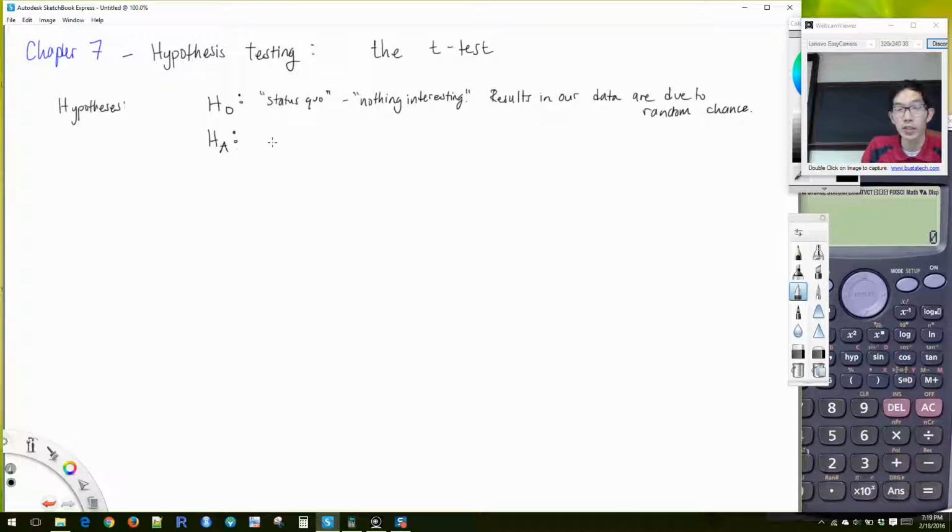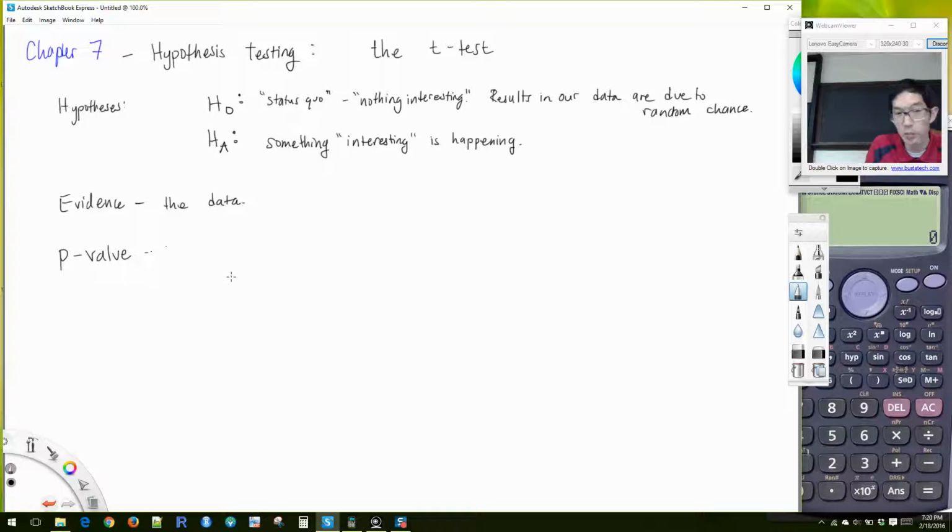And then the alternative is that something quote-unquote interesting is happening. Then we talked about our evidence, which is the data.